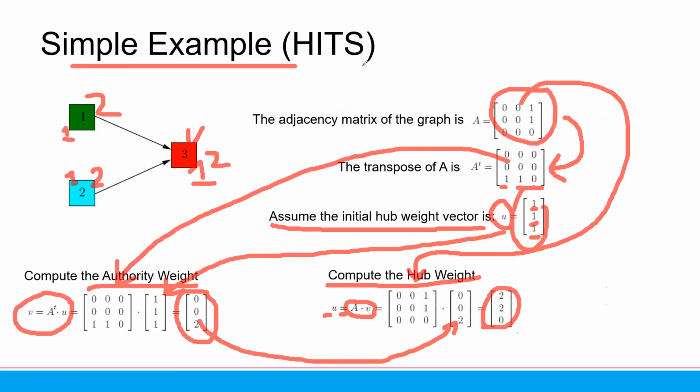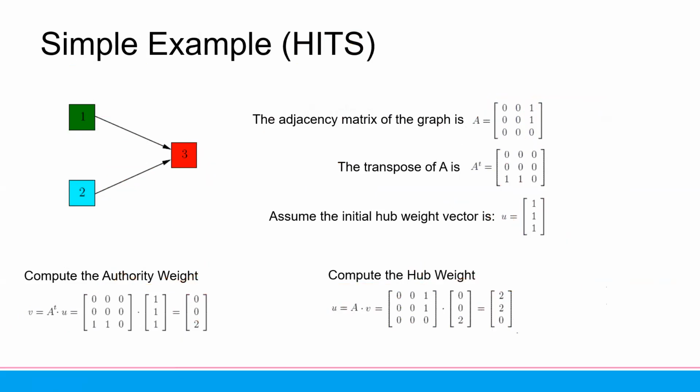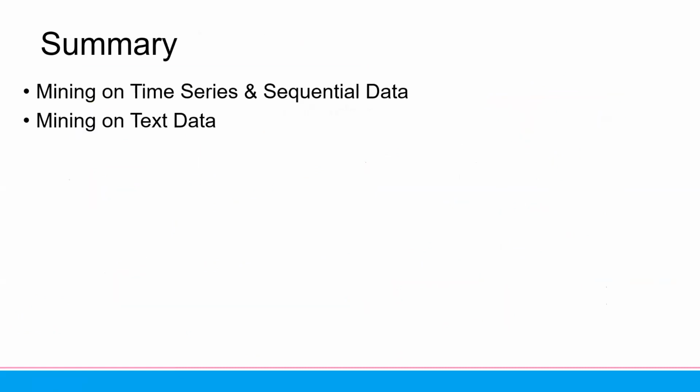Okay, so this is the simple example of the algorithm. That's all that we learned in this chapter. We learned about time series and text data.